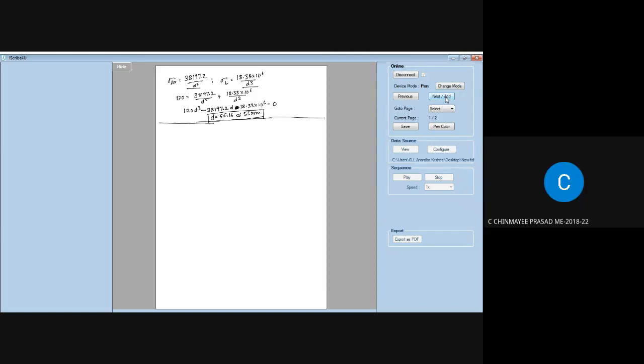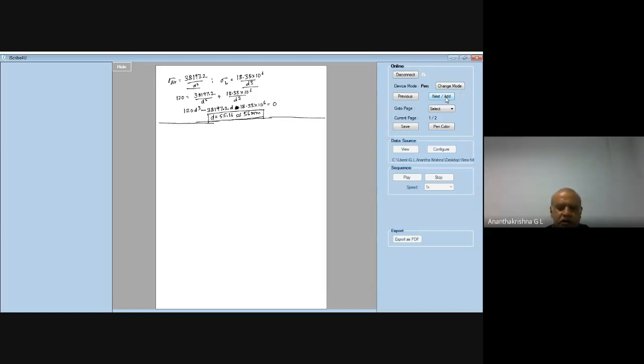So 55.43 is okay, that's correct. Round it off to the next higher whole number. We'll take up the next problem.